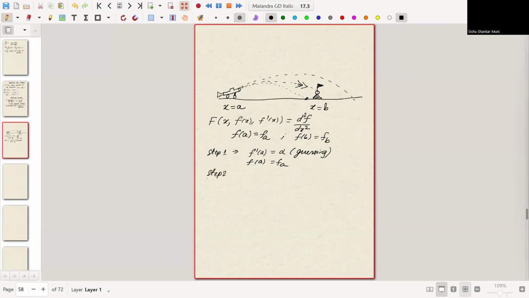What is the next step? The next step will be to use the RK4 method to integrate to the boundary. Is it okay for you? Now use the RK4 method. Why can we use the RK4 method? Because now it is an IVP here. You can use the RK4 method. After using the RK4 method, our aim is to go till x equals b.